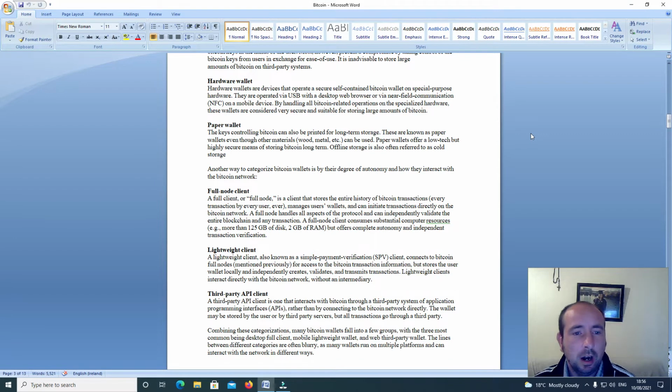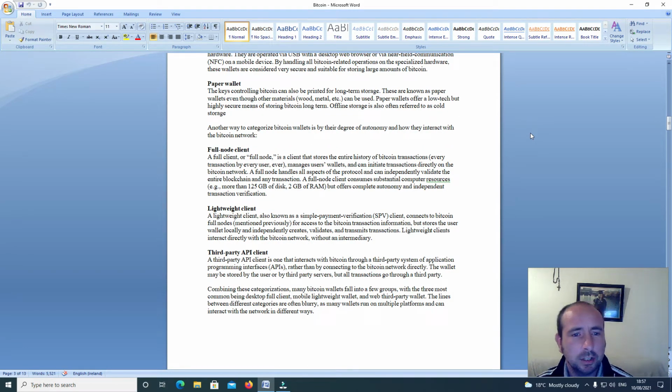Hardware wallet. Hardware wallets are devices that operate a secure, self-contained Bitcoin wallet on special purpose hardware. This is operated via USB with a desktop web browser or via near-field communication (NFC) on a mobile device. By handling all Bitcoin related operations on the specialized hardware, these wallets are considered very secure and suitable for storing large amounts of Bitcoin.